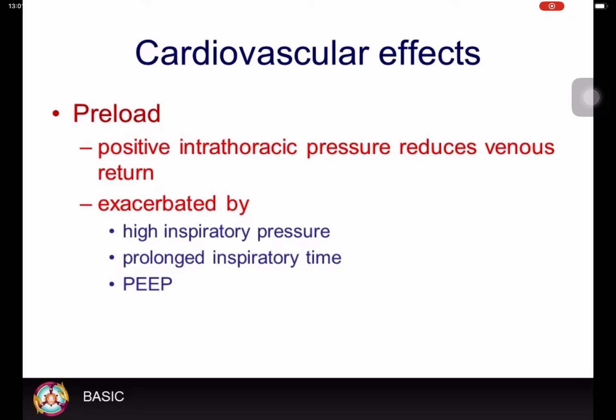Positive pressure ventilation reduces the preload. This is predominantly due to reduced venous return. Normally, venous return is enhanced by the negative intrathoracic pressure during inspiration. Not only is this abolished by positive pressure ventilation, but venous return is actually impeded by the positive intrathoracic pressures. This effect will be exacerbated by any factors that increase the mean intrathoracic pressure, such as high inspiratory pressures, prolonged inspiratory times, and the application of PEEP.